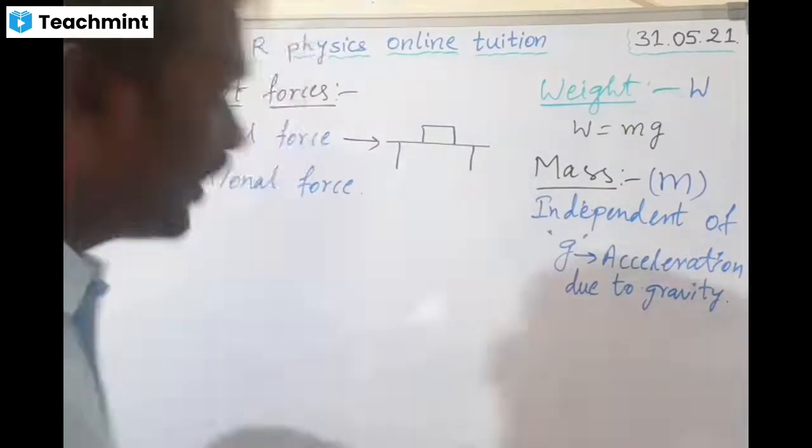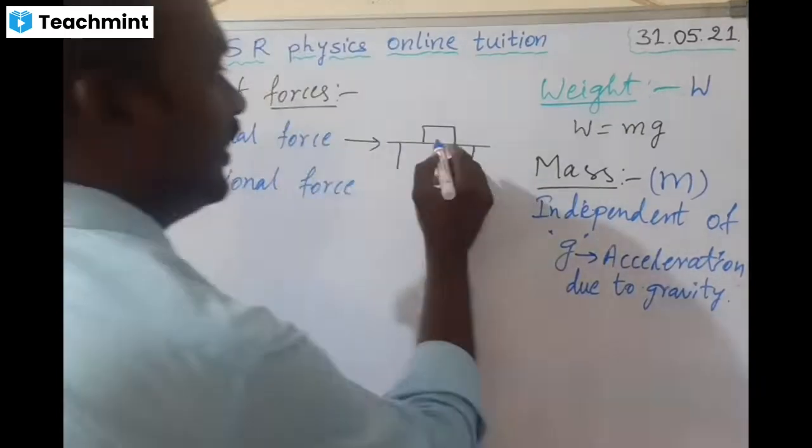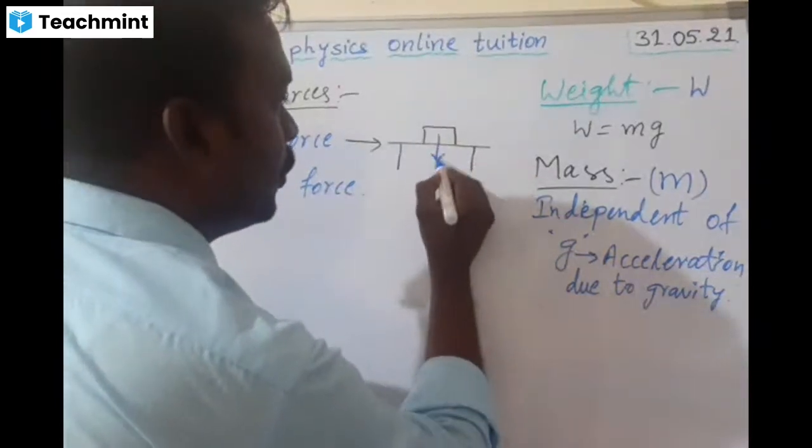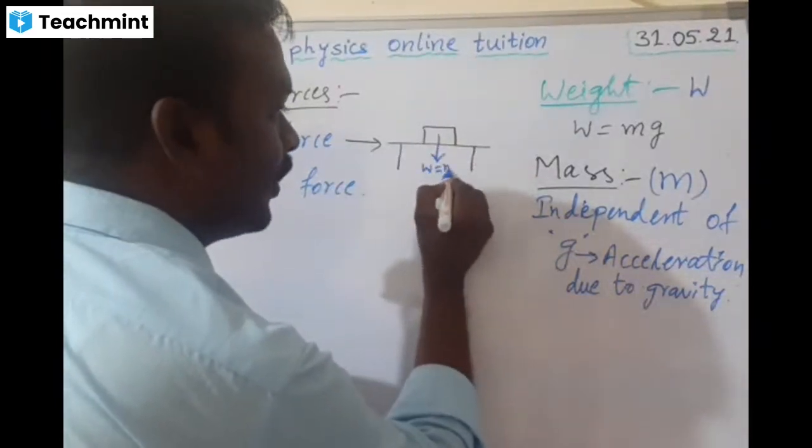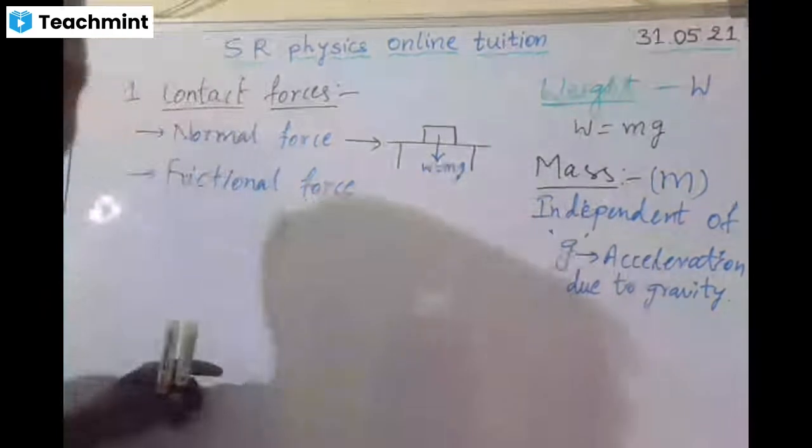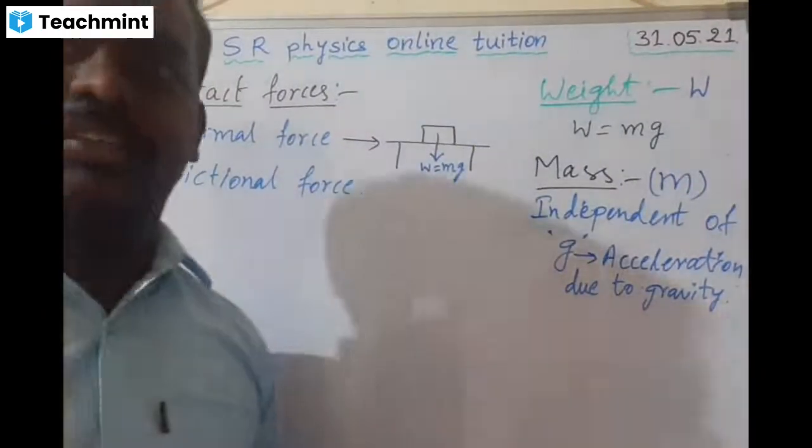So here what is going to happen to it? Its weight is going to act in the downward direction. W is equal to mg will act in the downward direction.